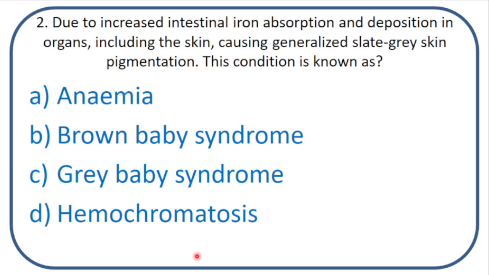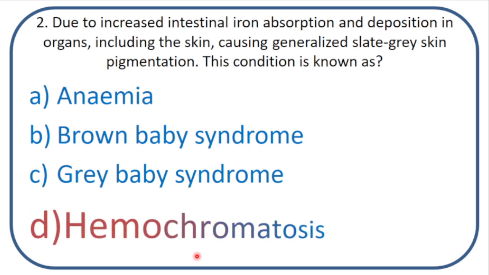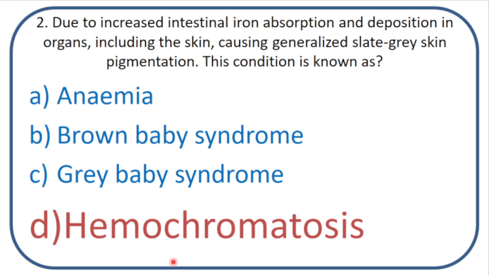It is a direct question asking the definition. So the correct answer is option D, that is hemochromatosis. Hemochromatosis means iron deposition in the skin and other organs, due to increased intestinal iron absorption and deposition, that will cause generalized slate gray skin pigmentation. So that is known as hemochromatosis.